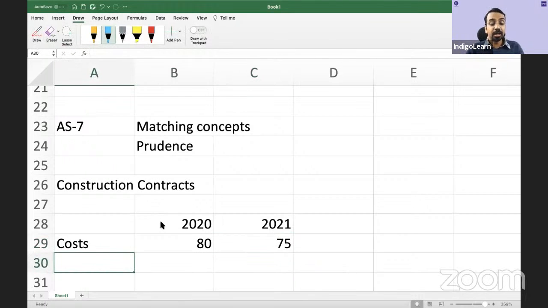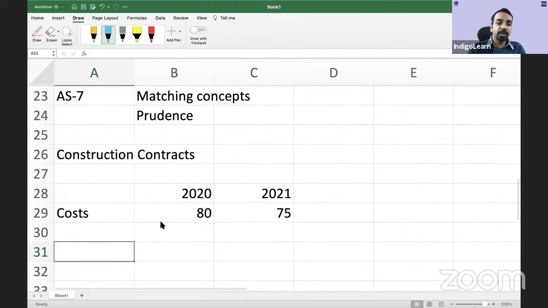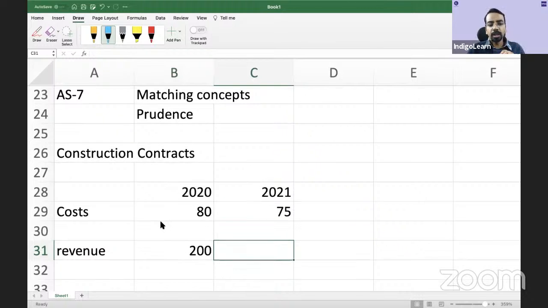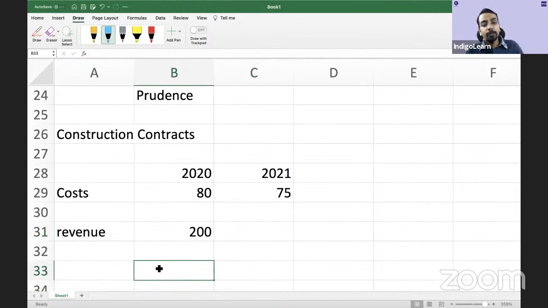And by performing this contract, the revenue that you will get at the end of whatever is the time schedule, you may get in installments. 80 plus 75 is 155. Let us say 200 is the revenue. Now, if I ask you what is the total profit from this construction contract, total, not year wise, what is the total profit?